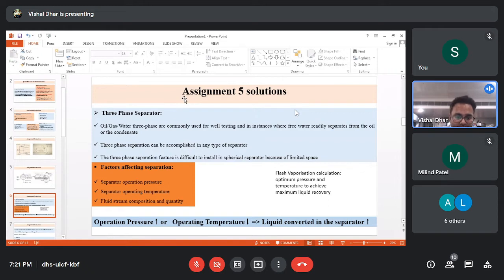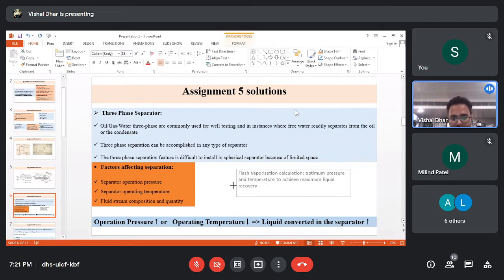So what are the factors that affect separation? Separator operating pressure and temperature are the main two components that dictate the separation. Third is fluid stream composition and quantity. When the operating pressure is very high and the operating temperature is low, we get a high amount of liquid in the separator. To increase the amount of liquid hydrocarbon in the separator, the pressure must be high and the temperature must be low.